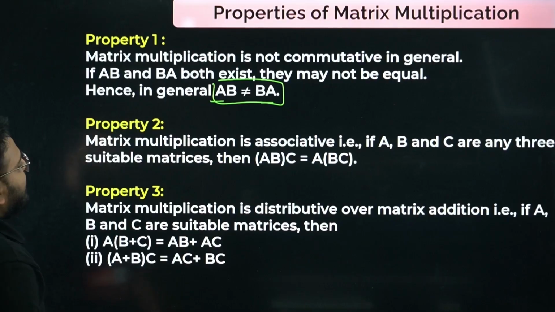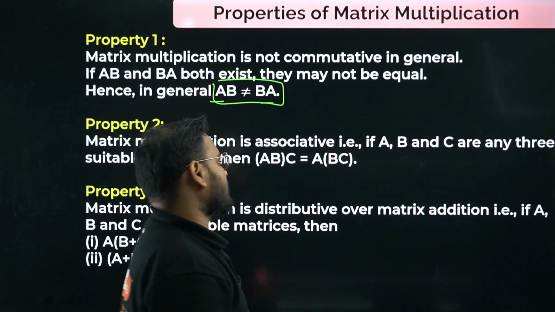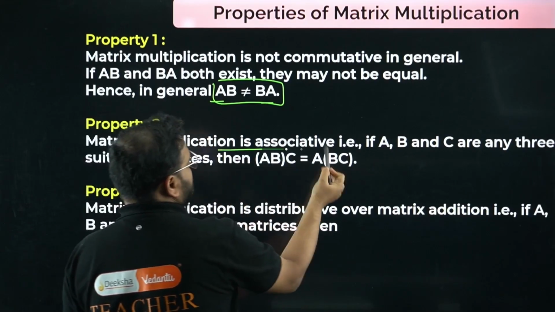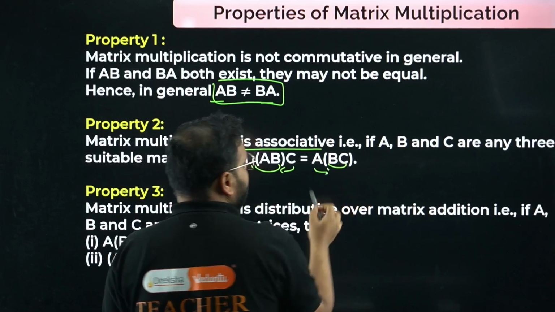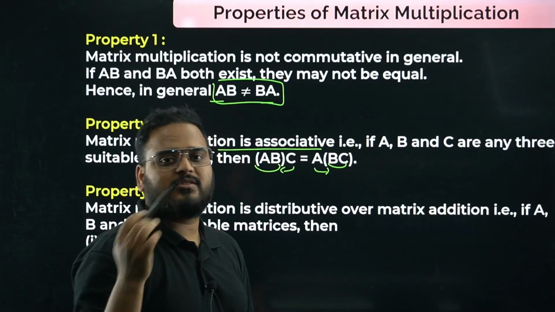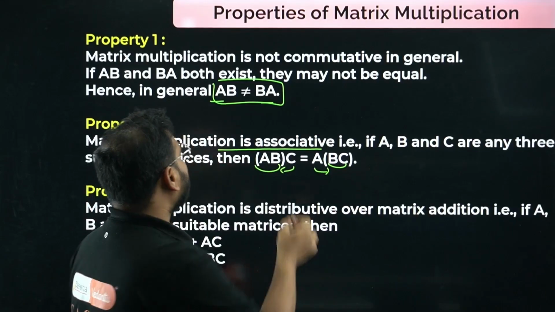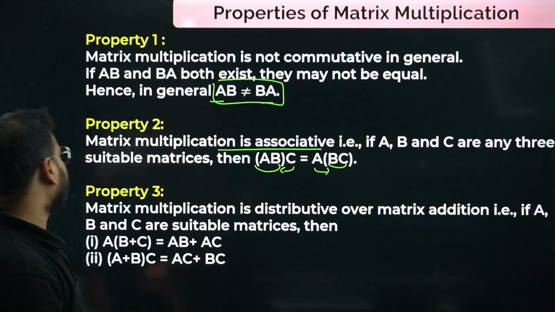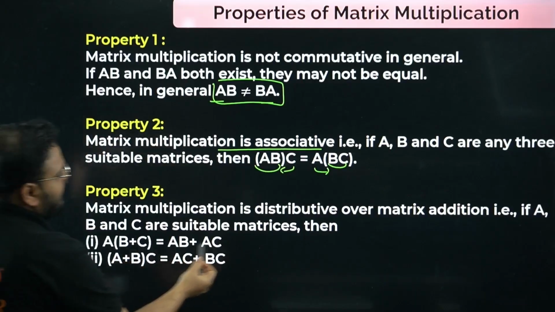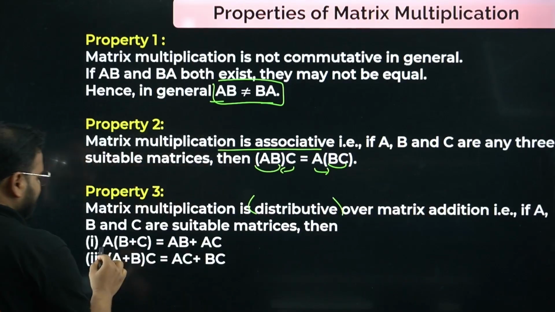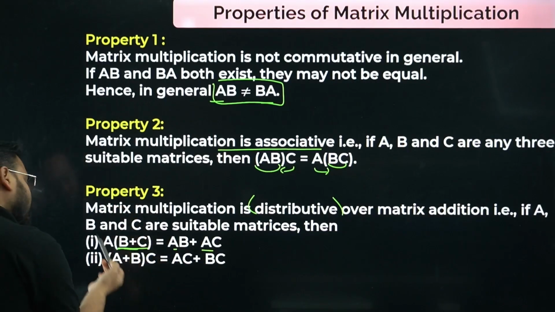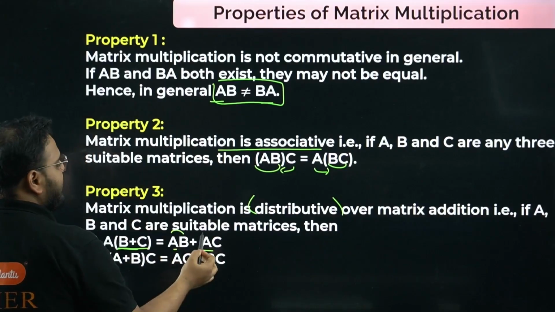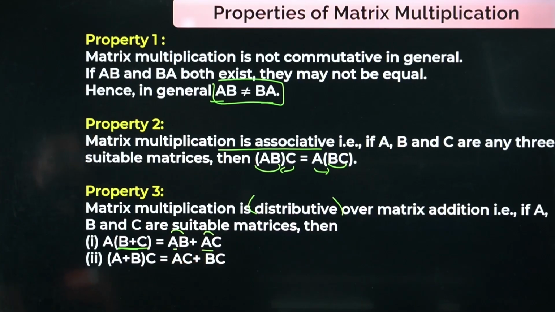Property 2, matrix multiplication is associative, that is, A B C. Means you multiply AB first, then multiply with C, or you multiply BC first, then multiply with A. Same thing. So it's associative but not commutative. Third property, distributive law. Means A times (B plus C) is the same as AB plus AC. So first you add B and C, then multiply with A, or multiply AB and AC separately, then add. Same thing. Both of them are true.